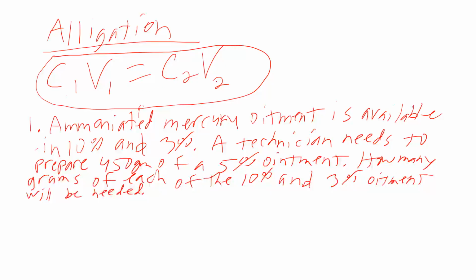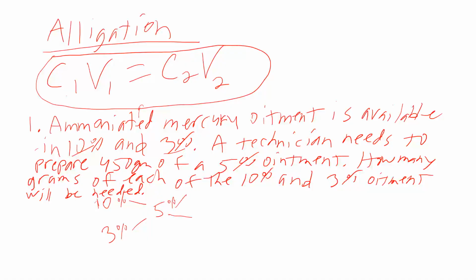okay, so you look at, you see here, there's a 10% and a 3%. So we put the 10% up here at the top because it's a higher strength. You put the 3% down here because it's the lower strength. And then you put the final percentage. How many grams of each of the 10% and 3% ointment will be needed? And you need 5%. So the 5% goes in the middle.